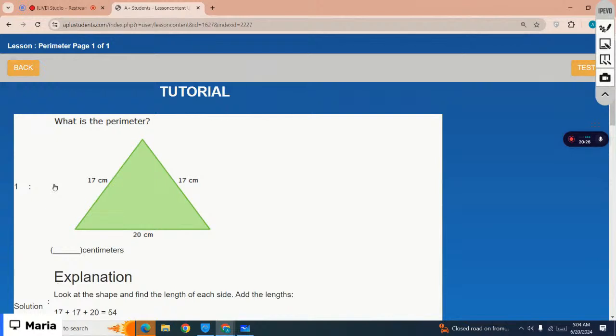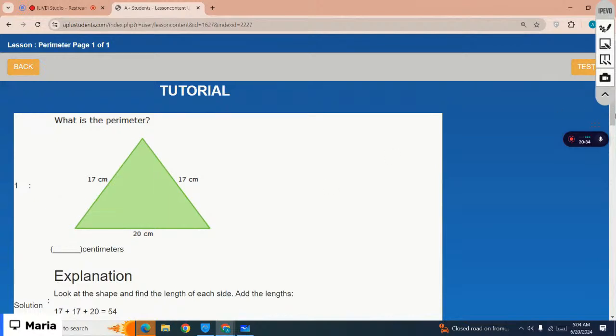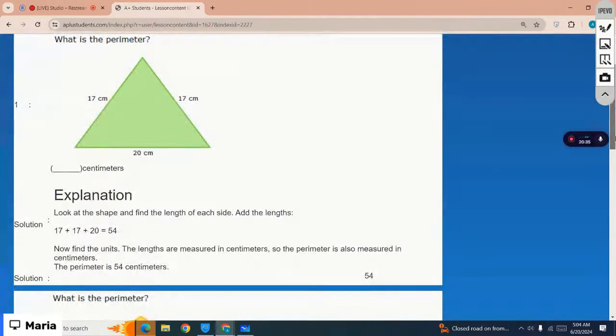So here you are given a triangle. Triangle has three sides. So let's just add that, it would be 17 plus 17 plus 20. So the correct option is 54. That means the perimeter of the triangle is 54.